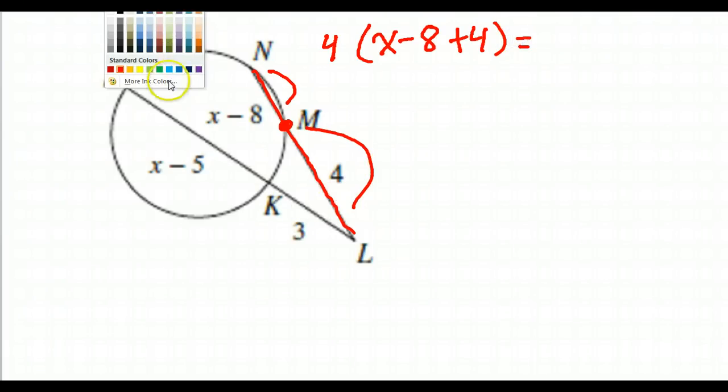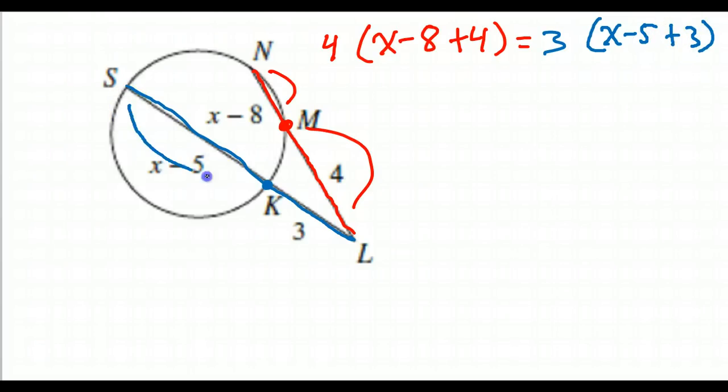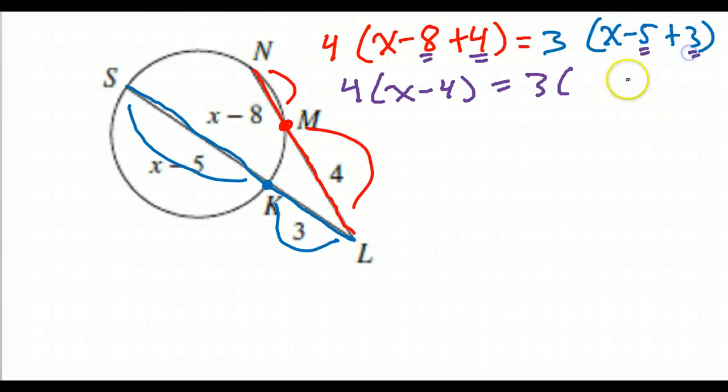Let me put that in a different color. Alright, look at this blue secant segment. Part times whole. So the part is the 3, got to be the outer part. But the whole is going to be x minus 5 plus 3. That's this part, the x minus 5 part, plus 3, that part. So it's just a matter of simplifying all this mess. If I were you, I would combine these like terms first. So this would be x minus 4, because negative 8 plus 4 is negative 4, equals 3. Now putting these together, that's going to be x minus 2.